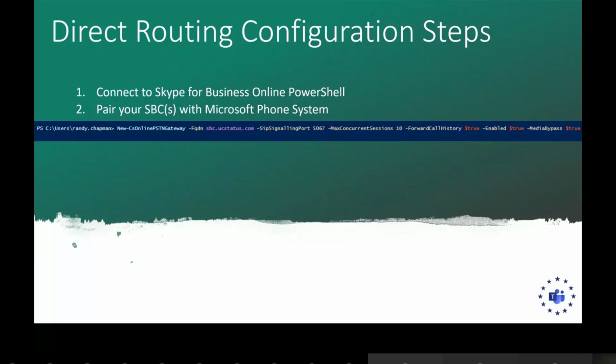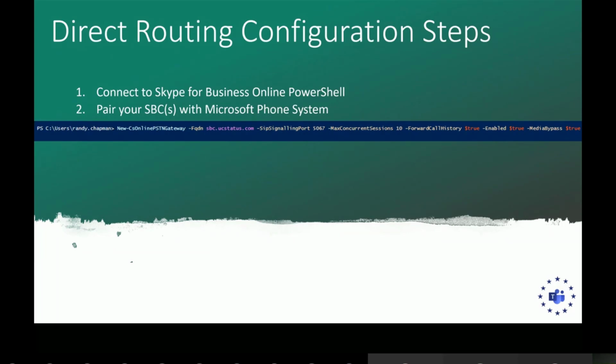Next thing you need to do is pair your SBC with Phone System, and here's another little eye chart. New-CsOnlinePSTNGateway, the FQDN for the DNS record that you created for your SBC, which points at your SBC, a SIP signaling port, which is up to you. You can restrict the number of concurrent sessions. So in this case, it's 10. But if you've got multiple users, you can have more. I would say you can leave it blank and there's no limit. However, I would always set a limit based on the number of trunks or channels that you have.